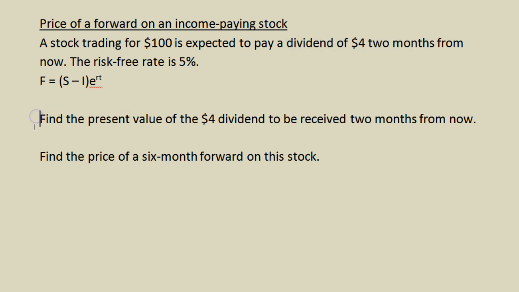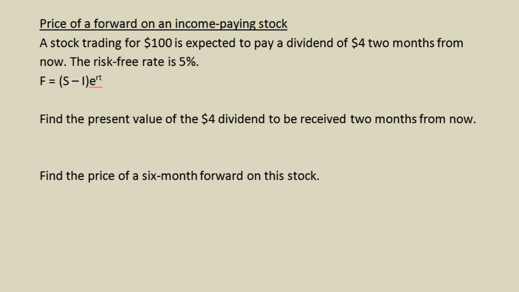So the first part of the question here in finding out the price of this forward contract is to find the present value of the $4 dividend to be received 2 months from now. That's the thing you won't be receiving that we'll have to subtract out of the equation here. Present value, and again, you can review this video if you need to. We have the equation telling us that the present value is equal to the amount A times e raised to the negative rT. This is a present value. It does need the negative sign.